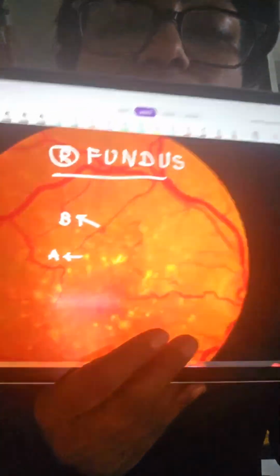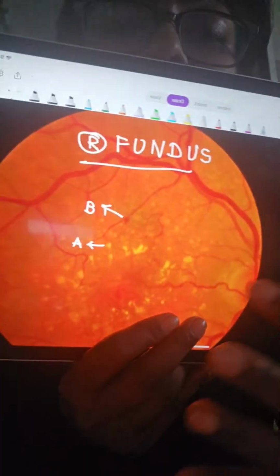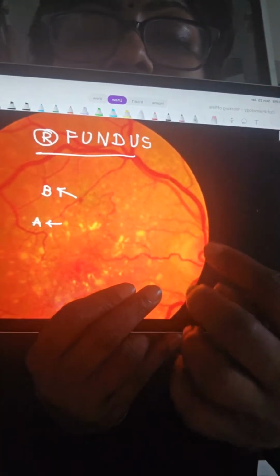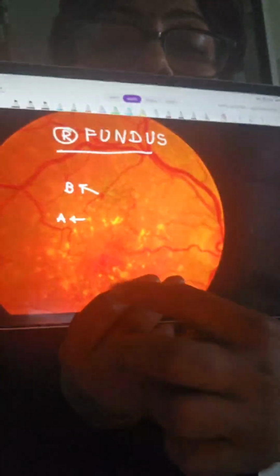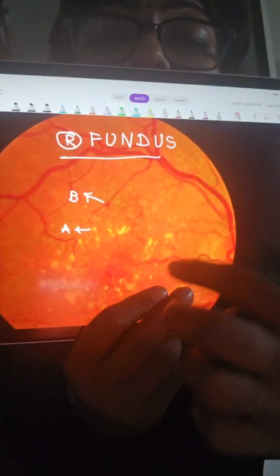First of all, do you identify the hard exudates and you realize that this is the right fundus, although you can't see the optic disc per se, but I can see the optic disc here from which the vessels are coming. So this is the macula of the right fundus that you are seeing.